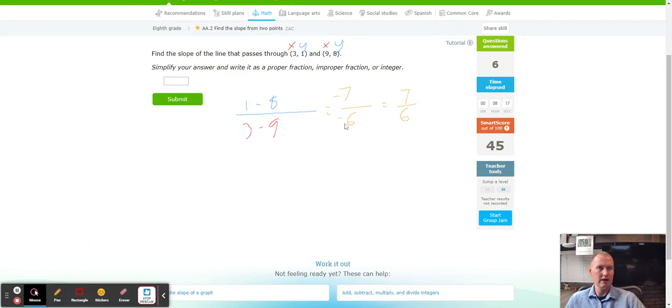So one more time in fractions. Fractions mean divide. Divide, negative, negative is a positive. So simplifying that, it's just going to be positive 7 over 6.